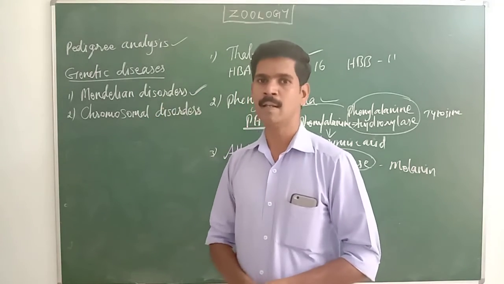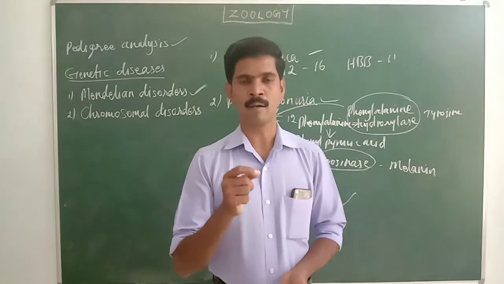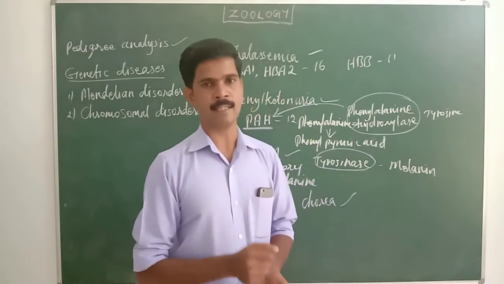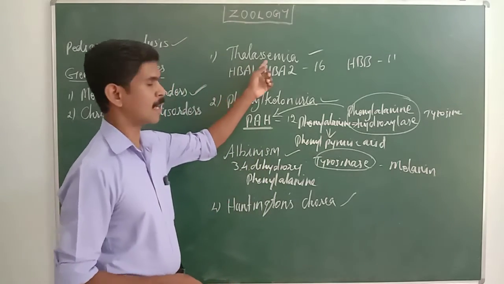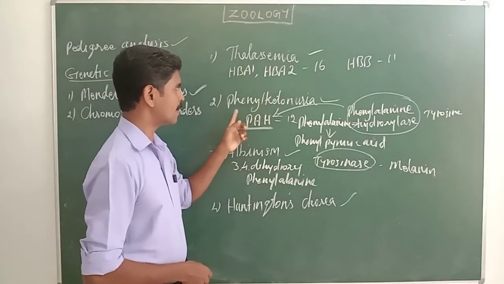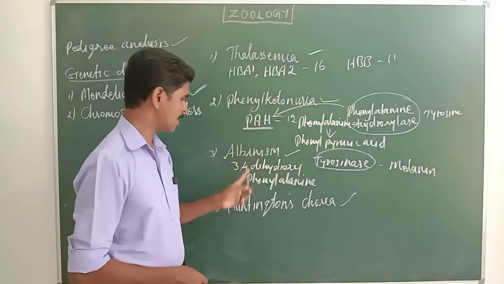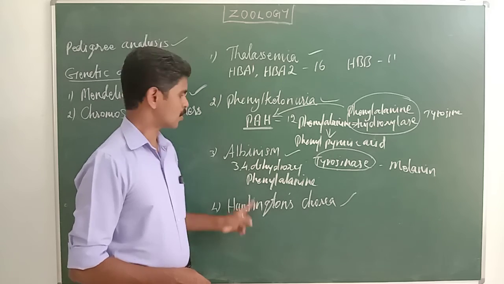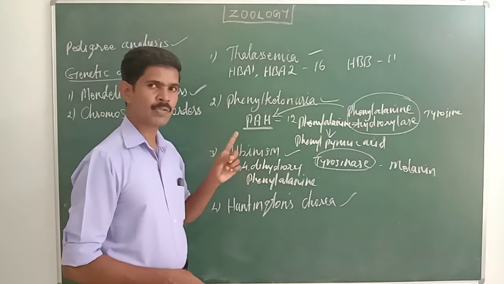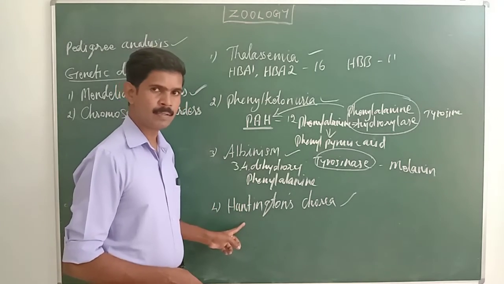The reason for Mendelian disorders is damage or mutation in a single gene. There are 4 diseases. The first is thalassemia, the second is phenylketonuria, the third is albinism, and the fourth is Huntington chorea. Understand? So these 3 are examples of autosomal recessive gene disorders, and this one is an autosomal dominant gene disorder.